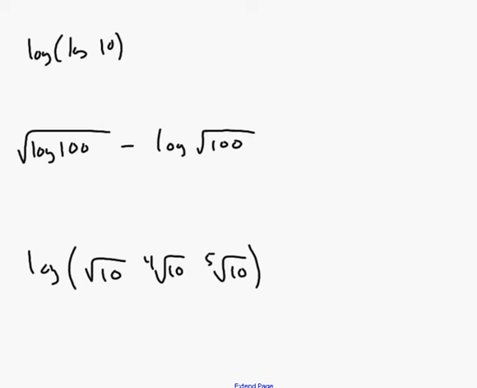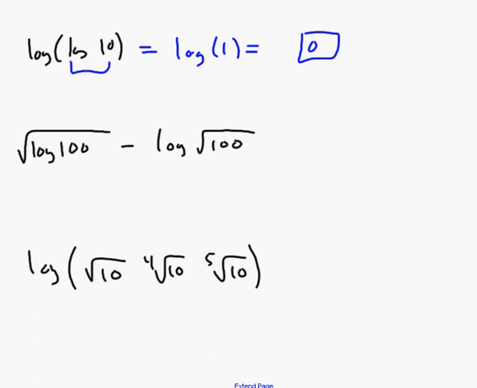Okay, so for this first one, you just have to do the inner log first. Well, the log of 10 is just 1 because it's saying, what power do you put on 10 to get 10? So this turns into the log of 1. But that's saying, what power do you put on 10 to get 1? So the answer is 0. It's not so bad.